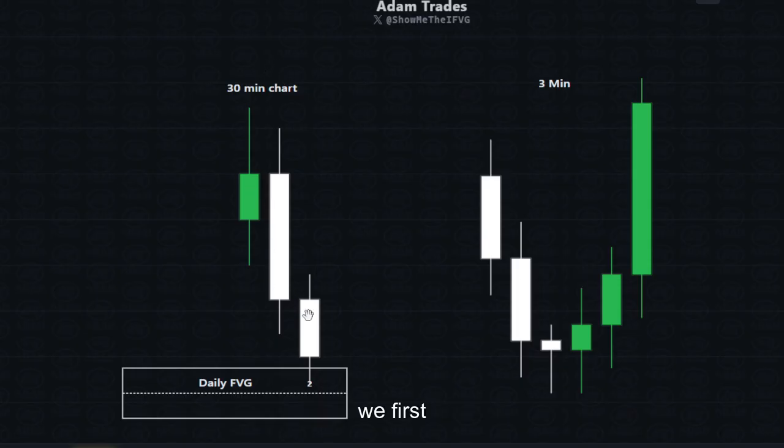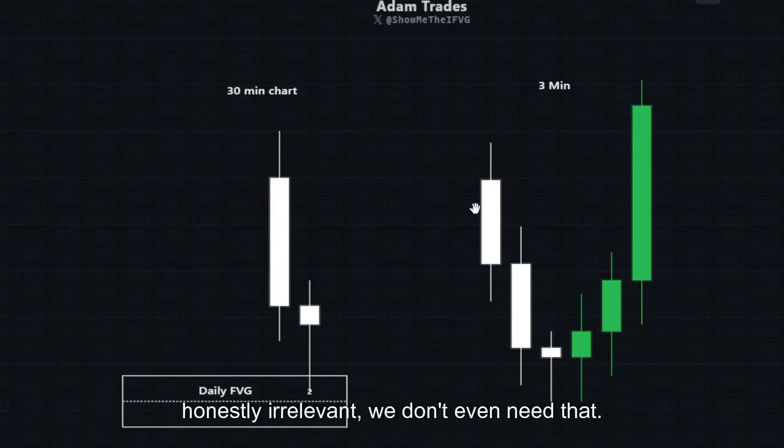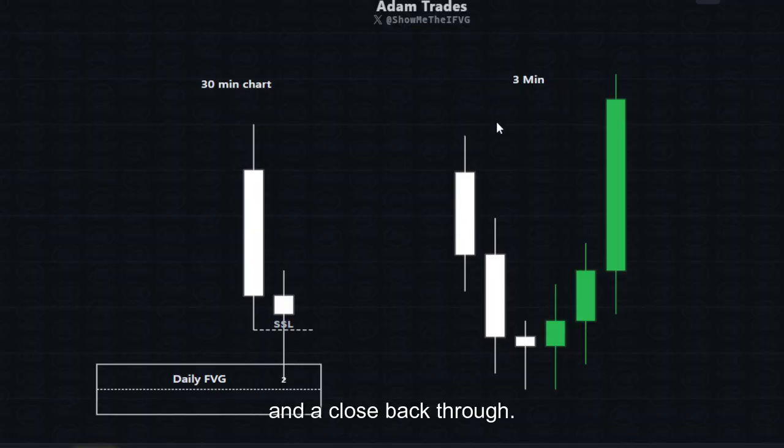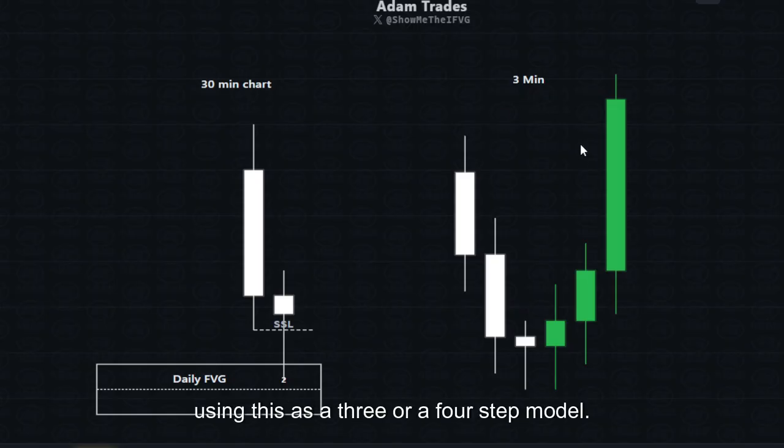So we first get the sweep of the previous candle. Like, this is honestly irrelevant. We don't even need that. You get the sweep of the previous candle and a close back through. We then say, okay, it also happened in a relative spot. We created a nice candle 2. Now I can drop down to the 3-minute time frame where we can go to step 2/3, depending on if you're using this as a 3 or a 4-step model.